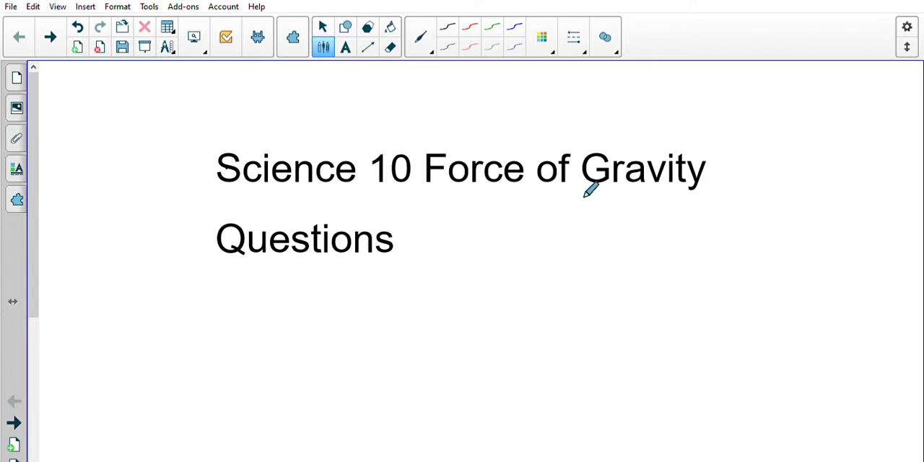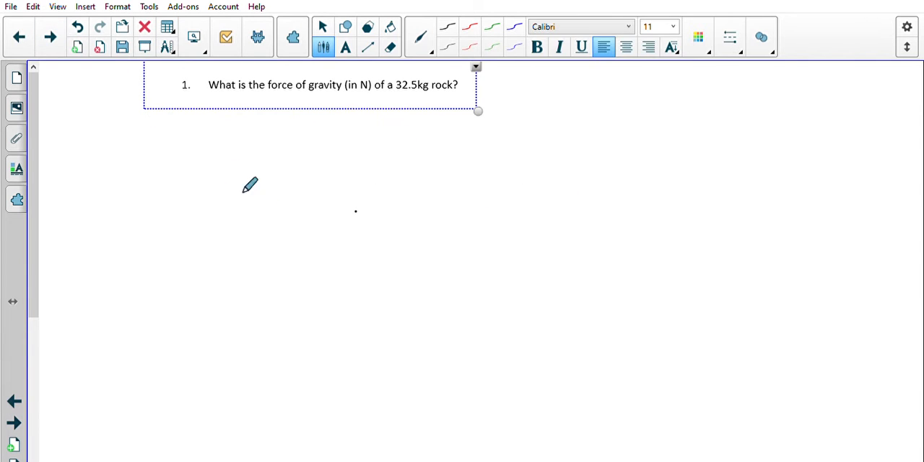So, Science 10 force of gravity questions. Here we have: what is the force of gravity in newtons of a 32 kilogram rock? Again, the process that I want you to go through is to make sure you read the question and pull out the information that's important. So, here we have a 32.5 kilogram rock. Anything that's measured in kilograms, and this is where the units are important, is going to be a mass.